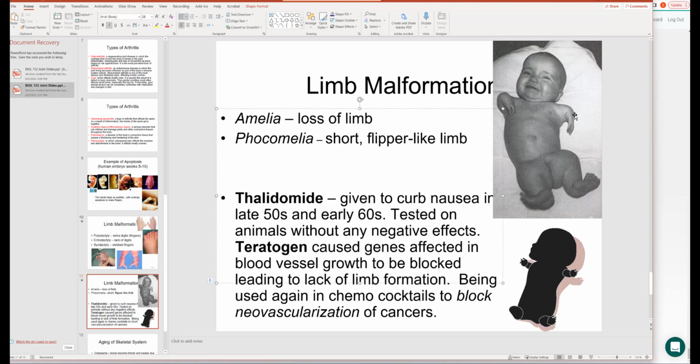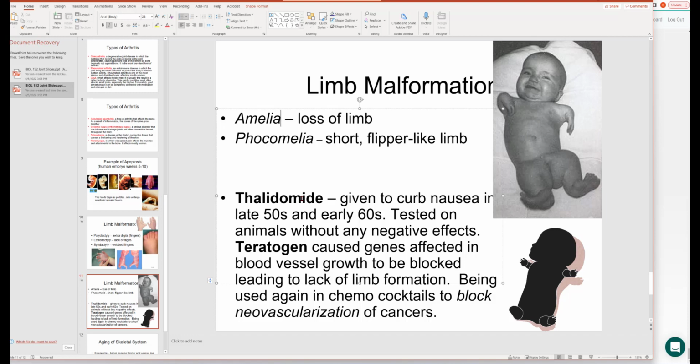What causes this? Okay, it's pretty rare, but back in the late 1950s and in the early 1960s, there was a drug given to women to help them with their nausea. It was called thalidomide. Know that drug, thalidomide. And thalidomide, again, was given to women to curb nausea, not cause it, curb it.